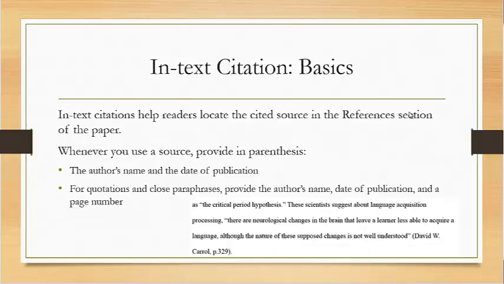Moving on from the reference list to in-text citations. In-text citations are the information you put in the body of your paper, and they help readers locate the cited source in the reference section of the paper. So whenever you use the information from a source in the body of your paper, you need to provide in parentheses the author's name and the date of publication, and for quotations and close paraphrases, provide the author's name, date of publication, and the page number as well.